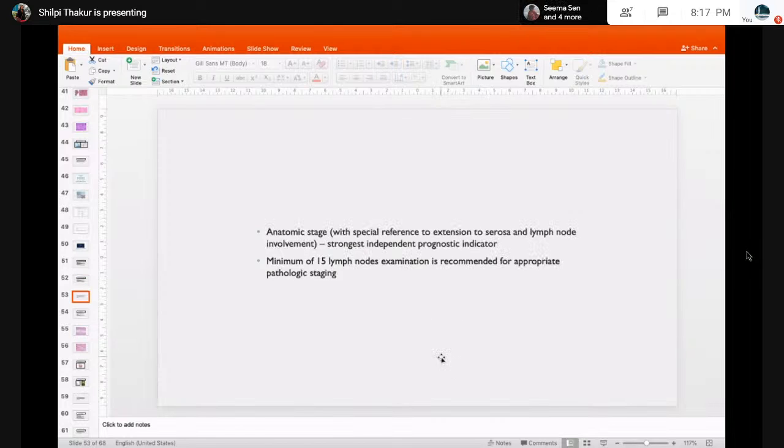Now the anatomic stage is the strongest independent prognostic indicator. But we also need to know whether the serosa and lymph nodes are involved or not. So this anatomic stage is very important for gastric carcinoma. While grossing, we should keep in mind that we need to examine at least 15 lymph nodes. A minimum of 15 lymph nodes is recommended for proper pathologic staging. Sometimes we just get 3 or 4 lymph nodes, and that is not accurate for staging.